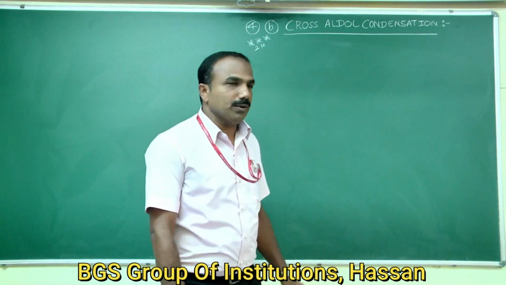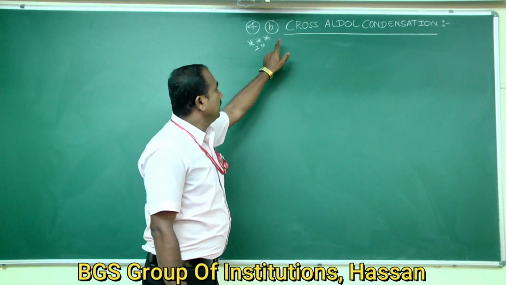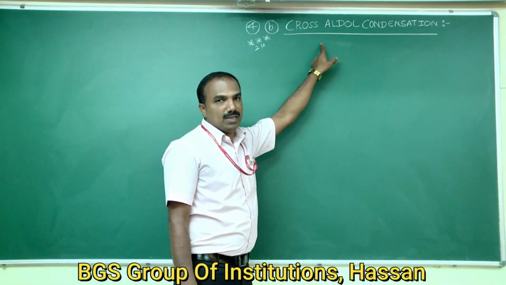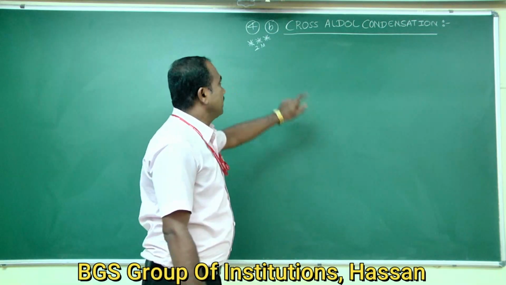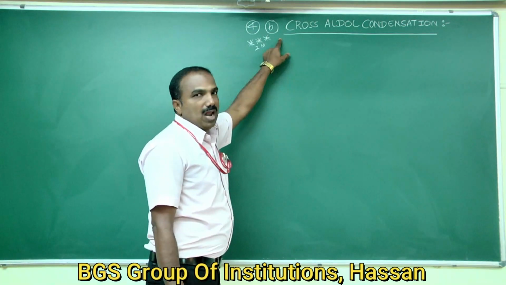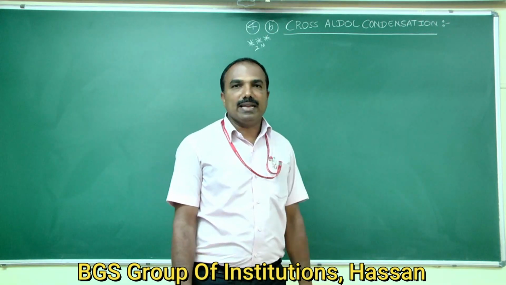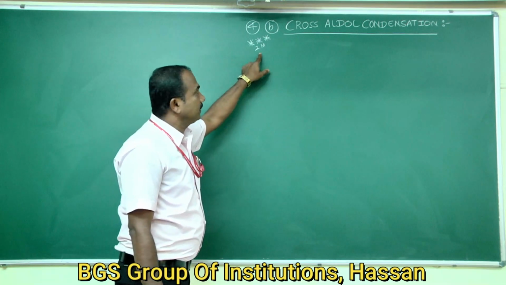Today we are going to continue with reactions due to the alpha hydrogen atom. In that, the second reaction is cross aldol condensation. Yesterday we already completed aldol condensation. So next is 4b, cross aldol condensation. This question was already asked in the annual examination question paper for 2 marks.